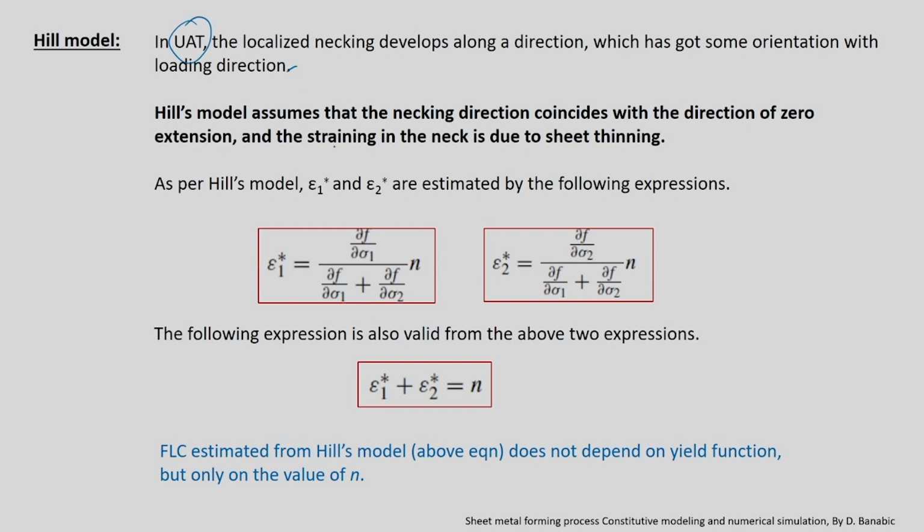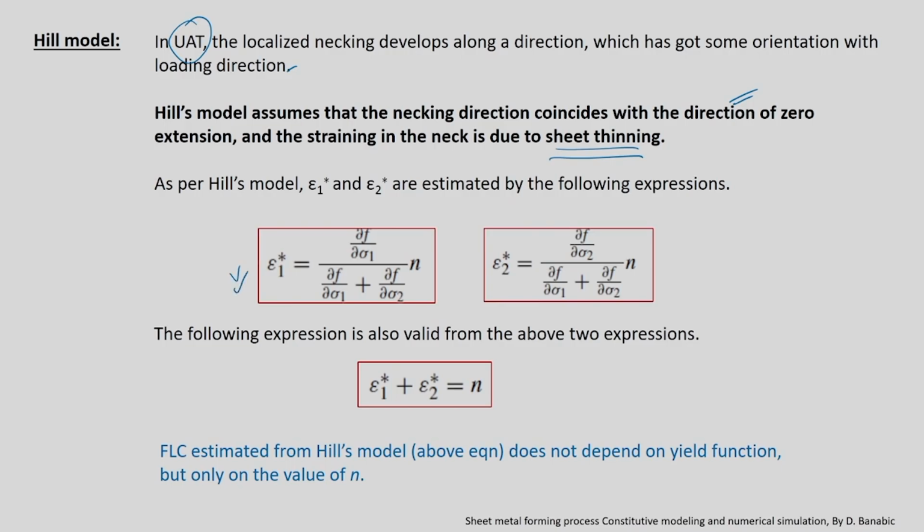But Hill's model assumes that the necking direction coincides with the direction of zero extension, and straining in the neck is due to only sheet thinning. So it assumes there is one particular direction of zero extension, and because of that, in the neck region only sheet thinning is going to happen, and further it is going to deform and fracture. With this assumption one can evaluate epsilon 1 star and epsilon 2 star, and finally you will get them as this particular equation.